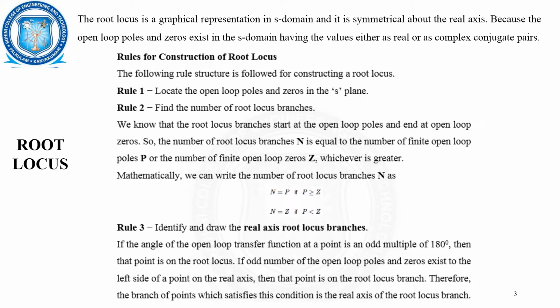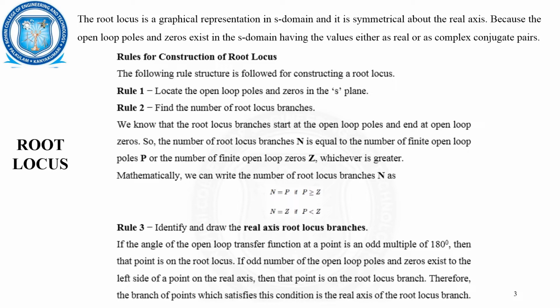Similarly, if Z is greater than P, the number of zeros is more than the number of poles, then in that case the number of poles will be the number of root locus branches available within the axis, that is finite poles and finite zeros completion, and the excess zeros will be present there, but the poles are inadequate. So the root locus will start from infinite poles and end at the finite zeros. This is the case of drawing root locus in the real axis.